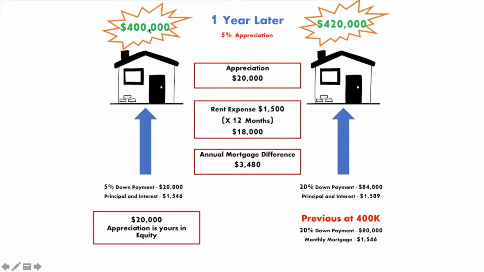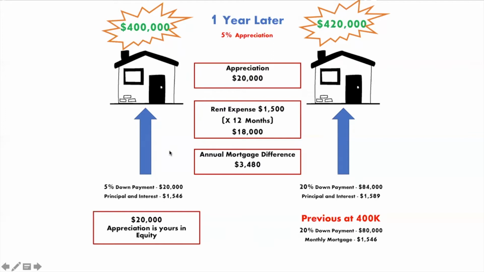So that $400,000 house a year later would be $420,000. Now, that's going to increase your down payment if you still want to do that 20% by $4,000 when previously it was at $80,000, now it's $84,000. And then that's also going to slightly increase your principal and interest payments from $1,546 now to $1,589.